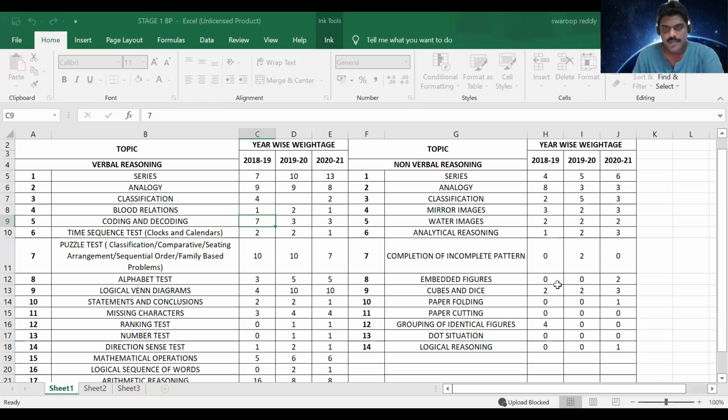Right, welcome to the next session. This session will deal with cubes and dice. And when you look at the weightage of this particular topic, as usual, the weightage for this cubes and dice topic last year was 3, right?